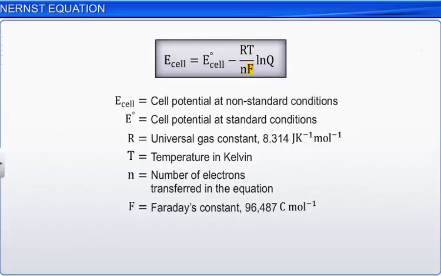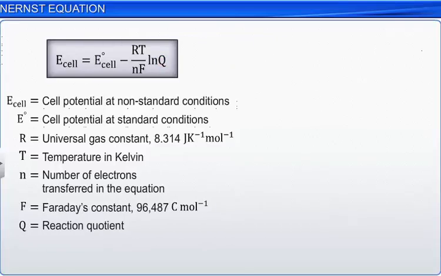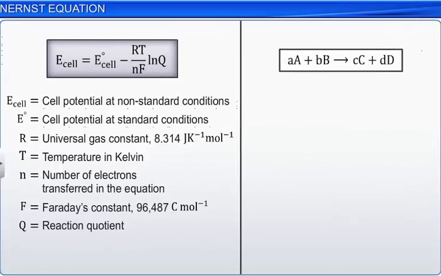96,487 coulombs per mole. Q is the reaction quotient, or the ratio of products to reactants in terms of their molar concentrations. To calculate Q, the products are put in the numerator and the reactants are in the denominator. Raise each species to a power equal to its coefficient in the balanced equation.